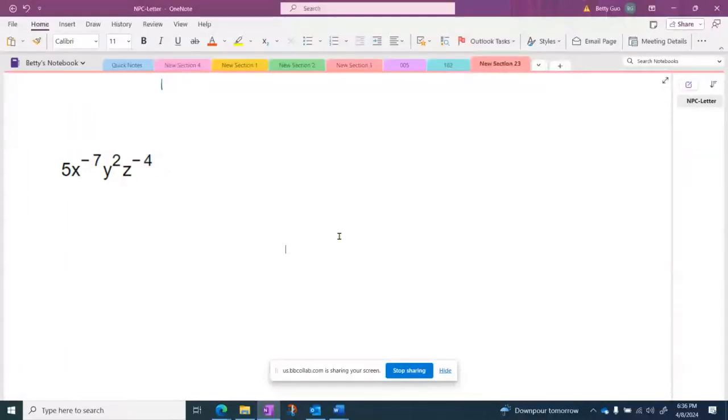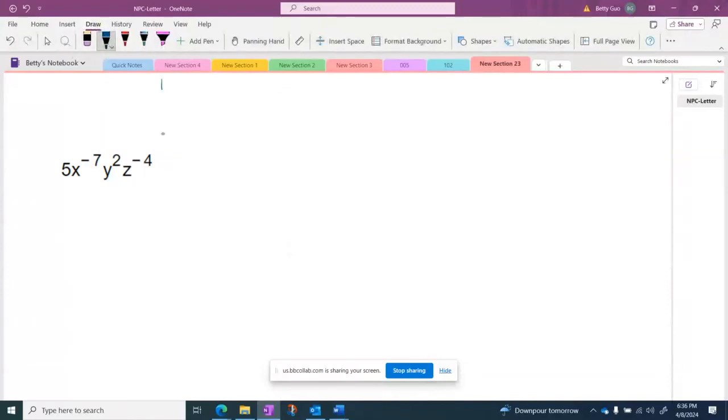So let's see how we simplify this expression. We are going to write a fraction bar, and we're going to keep 5 on the top and keep y squared on the top as well, because they do not have negative exponents, right? In the expression, the 5 and the y squared remain in the numerator. And x to the power of -7, we're going to get rid of the negative sign and write x to the power 7 on the bottom. Same with z to the power of -4. We get rid of the negative sign and write z to the power of 4 on the bottom. And that's it.